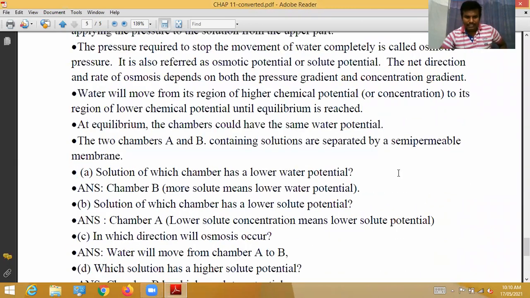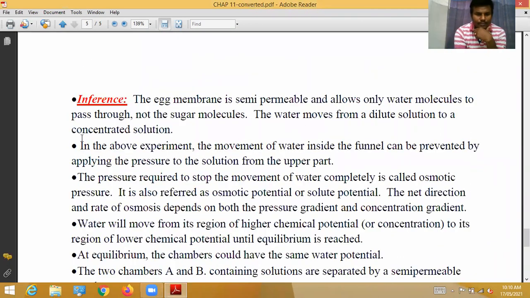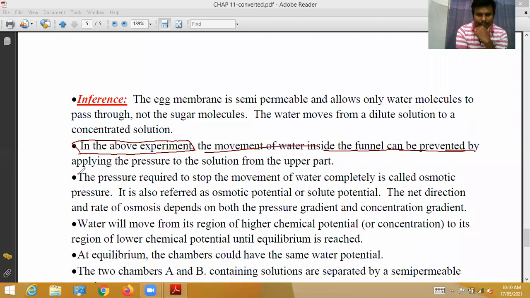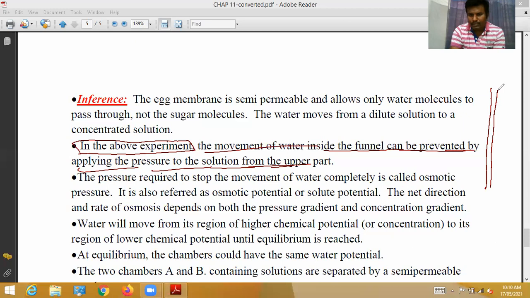Okay, see here. In the above experiment, the movement of water inside the funnel can be prevented by applying pressure to the solution from the upper part. So further movement is not possible. Here I am roughly drawing. See, this is the thistle funnel, which we have put into the beaker full of water. This is a diluted solution, and in this one there was a concentrated solution, that is the sucrose solution.